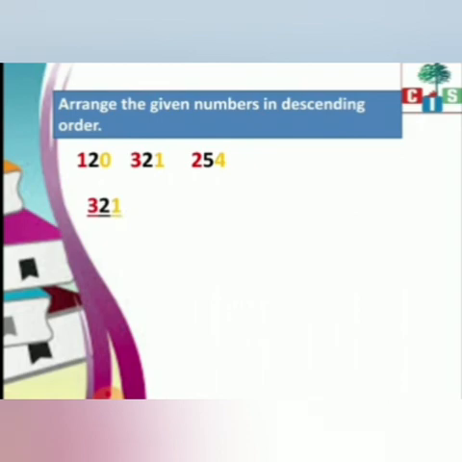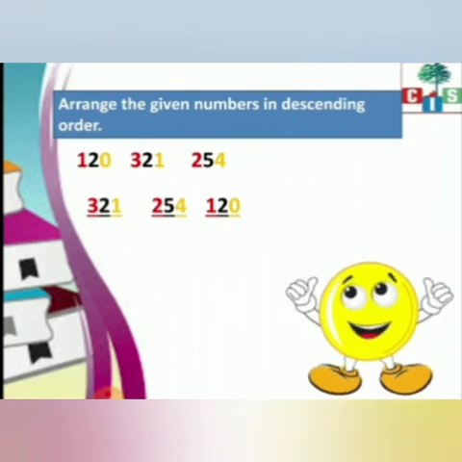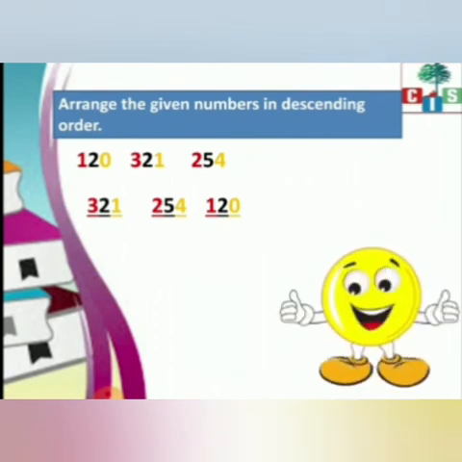Now I have to find the bigger number from the two numbers left, that is 120 and 254. So which is the bigger number? Look at the 100 place. Here it is 120 and here it is 254. So the number is 254. And now the smallest number will be left, that is 120. Now let's move to the next slide.